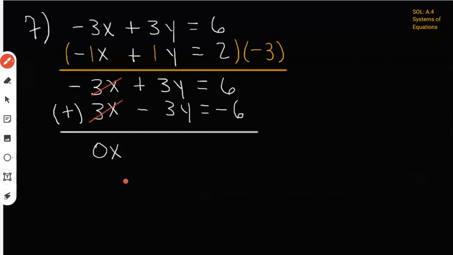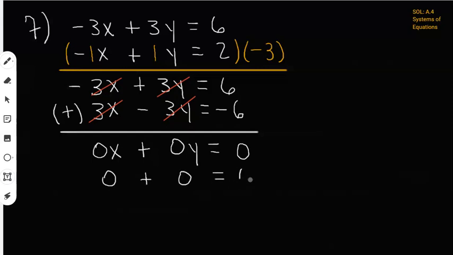If you look at the y's, I've got 3 plus -3. So they're also going to cancel out and give me a 0y. And then I've got 6 plus -6. That's also going to be 0. So everything cancels out. So what we can do next is we can do 0 times x is 0. 0 times y is 0. And everything is set equal to 0. And then the last thing that I'm going to do is I'm going to add 0 plus 0. And when I do that, I get 0.